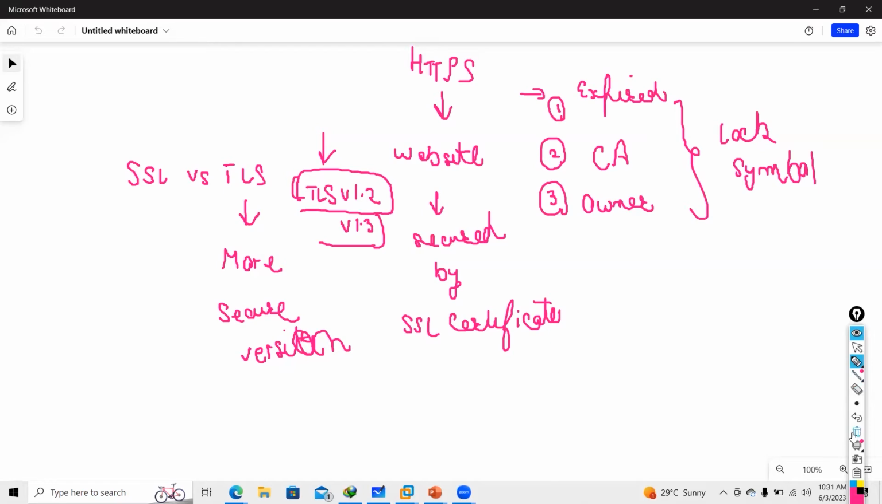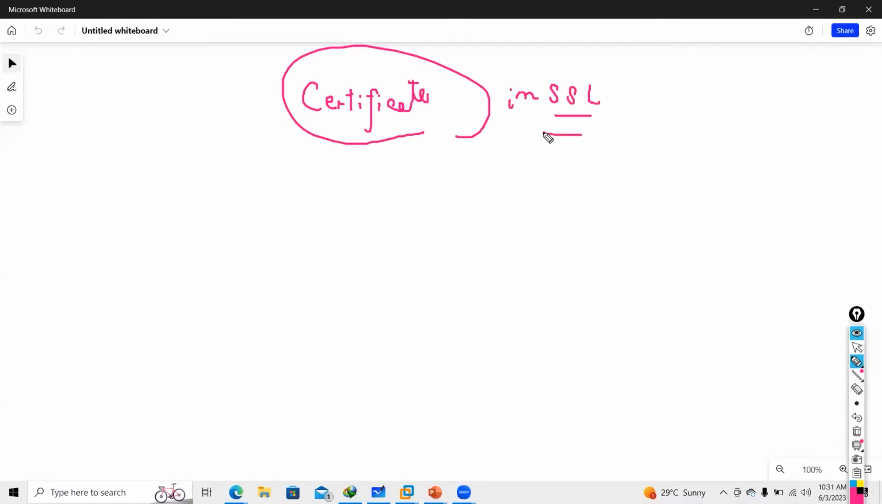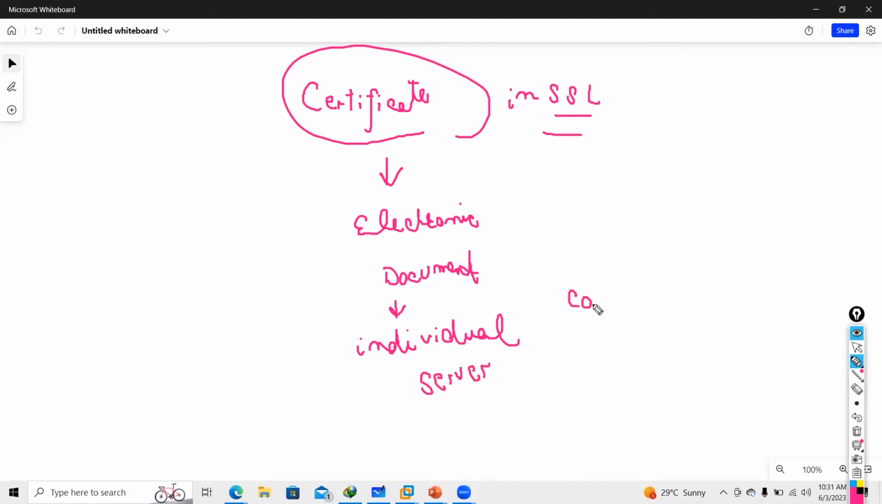Now, guys, certificate also I have shown. If someone asks you about certificate, what is certificate? As an interviewer, I will ask what is a certificate in SSL. Who can answer this? If I just ask you a question, what is a certificate in normal language? So a certificate is just an electronic document that is used to identify an individual, that can be used to identify your server, that can be used to identify your company, and this certificate is associated with a public key, guys.